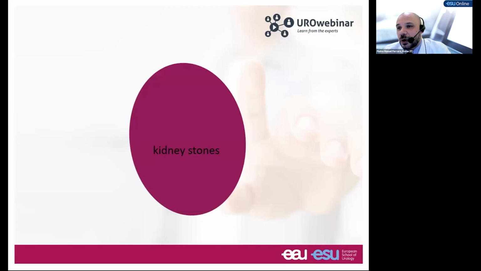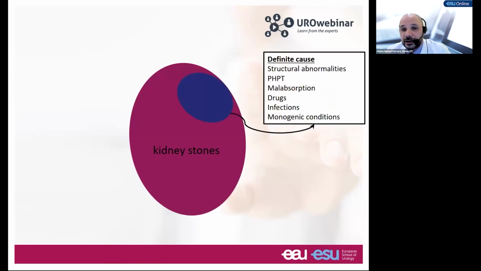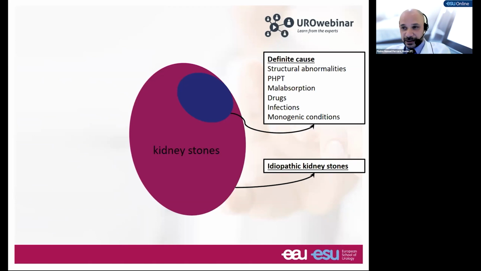So conceptually, if we want to tackle the role of genetics in kidney stone, and if we look at kidney stone disease as a heterogeneous group of disorders, we know that a subgroup of these patients will have a definite cause for nephrolithiasis. So they might have structural abnormalities, known abnormalities of calcium metabolism, such as primary hyperparathyroidism or sarcoidosis. They may have malabsorption, the use of drugs that can directly or indirectly lead to stone formation. They have infection stones. And within this group, they can have monogenic conditions. The rest can be labeled as idiopathic kidney stones.